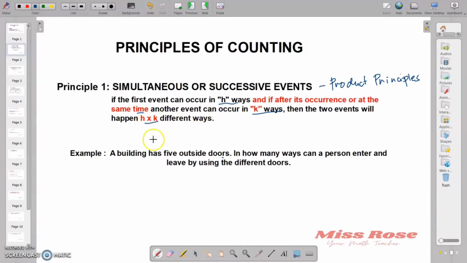So example, a building has 5 outside doors. In how many ways can a person enter and leave by using different doors? In this problem, there are two events, which are enter and leave. If he enters using one door, then he must leave using another door. He cannot use the same door where he entered because of the word different.